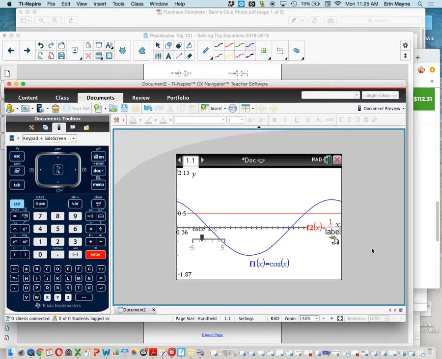What's a y value that cosine hits only once in a period? I heard it. -1. If I said how many times it equals -1 on a period, you should only tell me once, right? But almost every other one is twice. Well, now if I take that exact same concept and say, you know what?